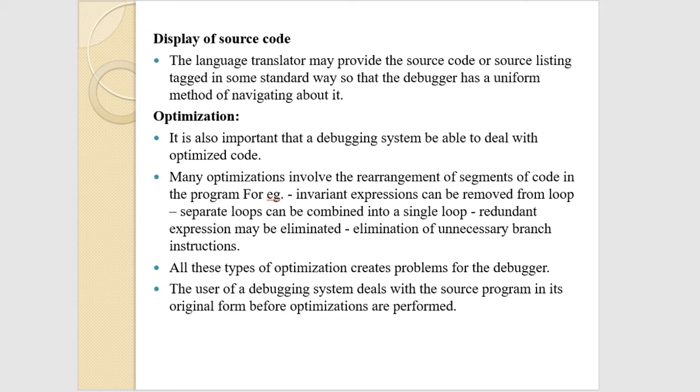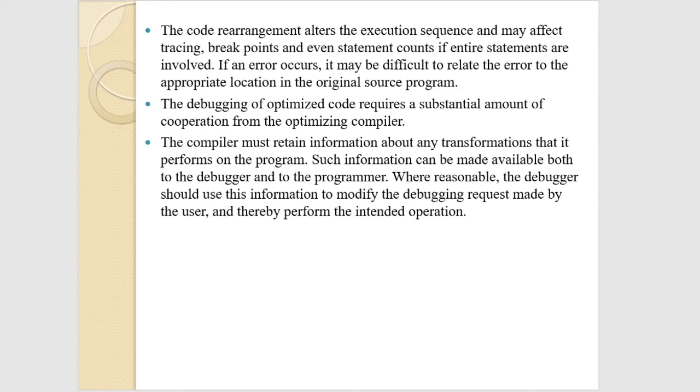All these types of optimization create problems for the debugger. The user of a debugging system deals with the source program in its original form before optimizations are performed. The code rearrangement alters the execution sequence and may affect the tracing, breakpoints, and even statement counts if entire statements are involved. If an error occurs, it may be difficult to relate the error to the appropriate location in the original source program. So, the debugging of optimized code requires a substantial amount of cooperation from the optimizing compiler.